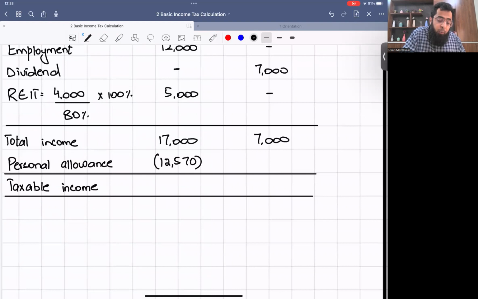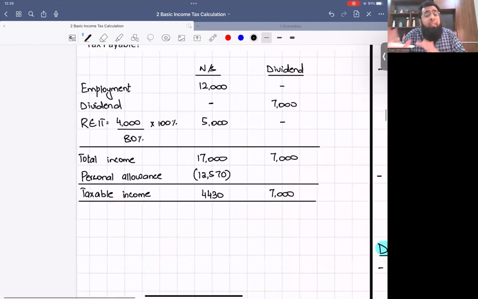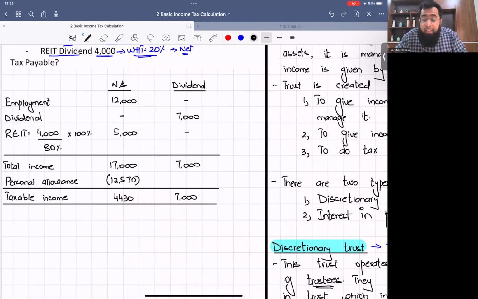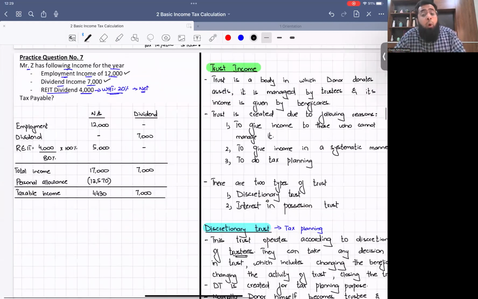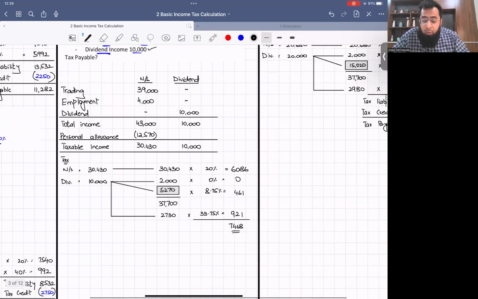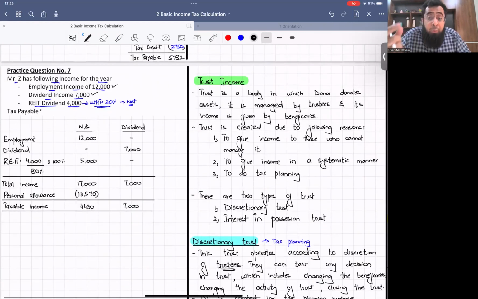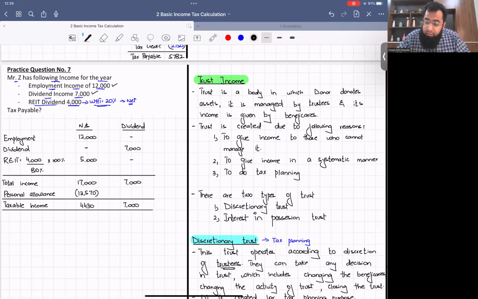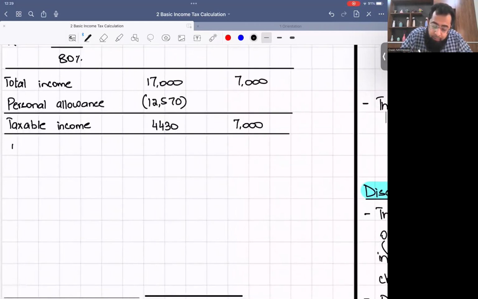17,000 minus 12,570. So it's 4,430, and the dividend is 7,000. Okay. See, we all have studied this in the previous class. It's a similar practice question to what we have done in the previous class. The objective of doing a practice question relating to previous class concepts is to give you a revision of the previous class topics before we introduce a new concept. Okay, so let's apply the tax on it.